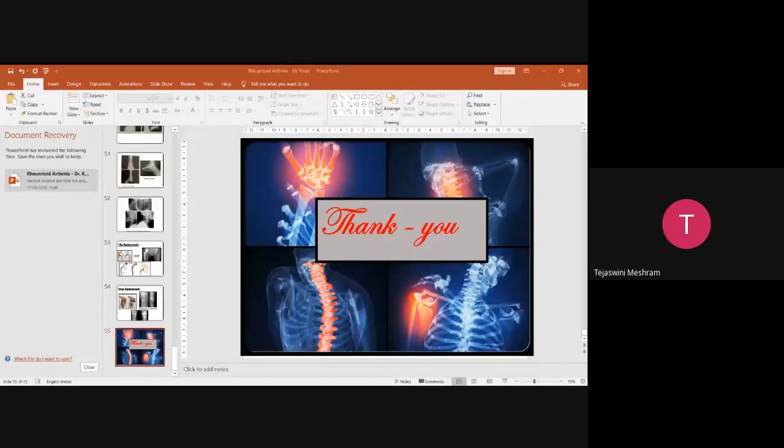So the first question is, is pes planus a feature of the late stages of rheumatoid arthritis? Yes, pes planus is a feature of the late stage of rheumatoid arthritis. Along with the various deformities of the ankle and foot, you can get pes planus.